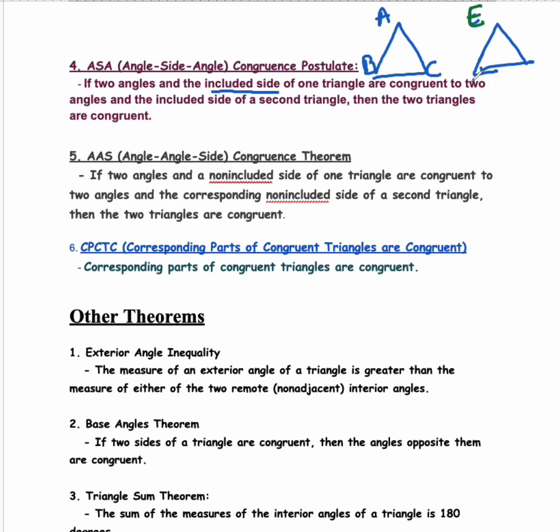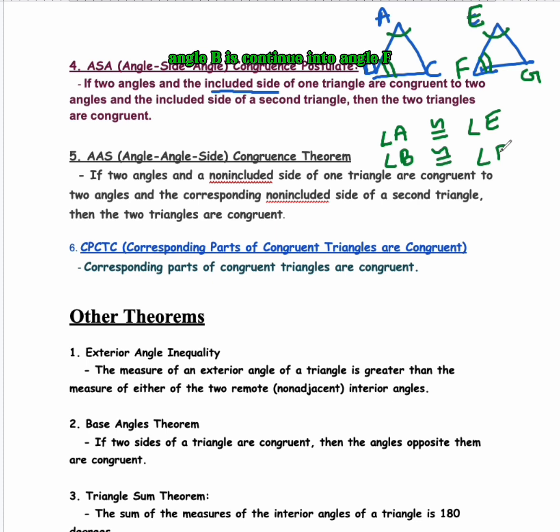triangle ABC, EFG. We have been given that angle A is congruent to angle E, and angle B is congruent to angle F. Now, what are the remaining non-included sides? We have AC and BC, and then here we have EG and FG. So, if one of the non-included sides is also congruent, and it has been given to us, then the triangles are congruent by AAS.